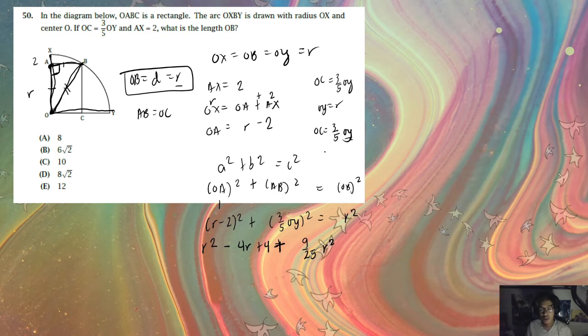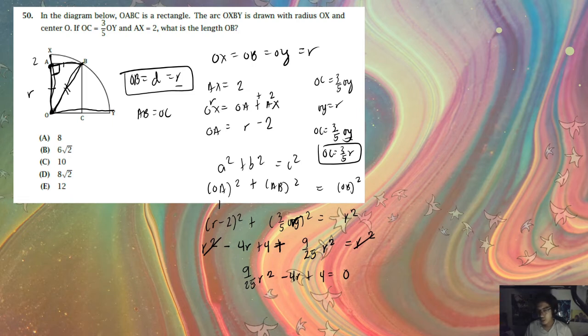Since we know that OY is r, OC is equal to 3/5 of r. So that's 3/5 of r, (3/5 of r) squared, which is 9 over 25 r squared. That's going to be equal to r squared. Since we have r squared on both the left side and the right side of our equation, we can cancel the r squareds here, and therefore, if we rearrange it, we are left with 9 over 25 r squared minus 4r plus 4 is equal to 0.